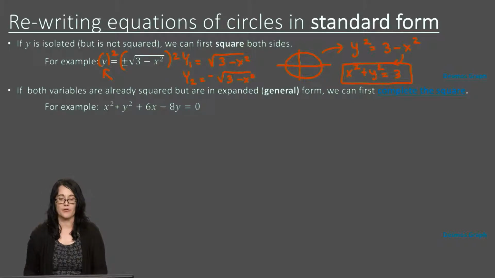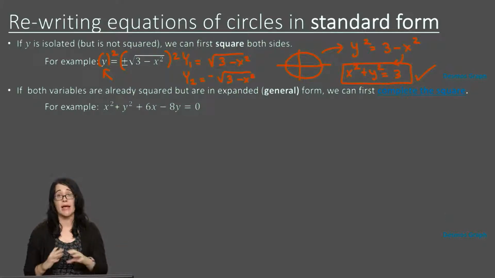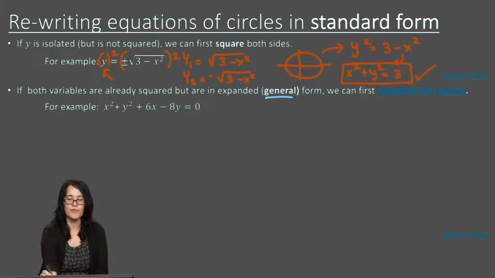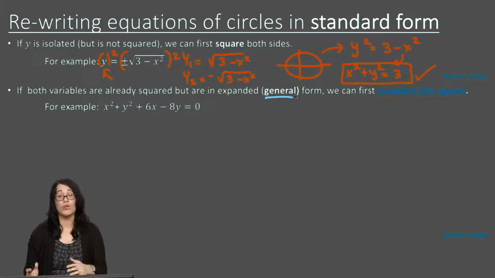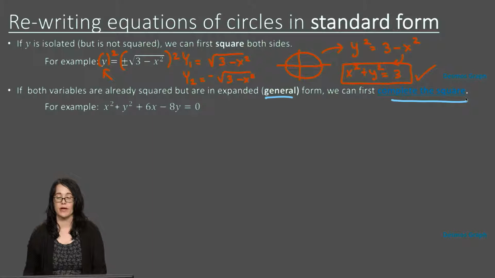So we could graph our circle that way. We could recognize it in standard form. Now, one of the other ways that we can see a circle, when it's not quite in standard form yet, is when every term has been expanded out, has been FOILed and distributed. In that case, we call this general form. And the way that we go about rewriting it into standard form is by completing the square. And I've given you a link to another website and video that'll help you complete the square in your notes.